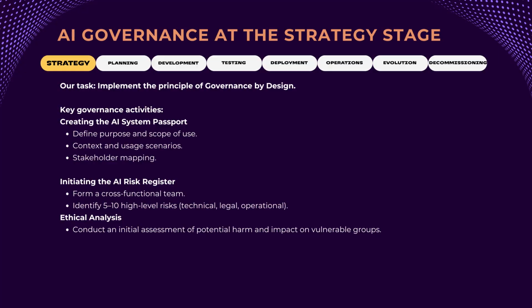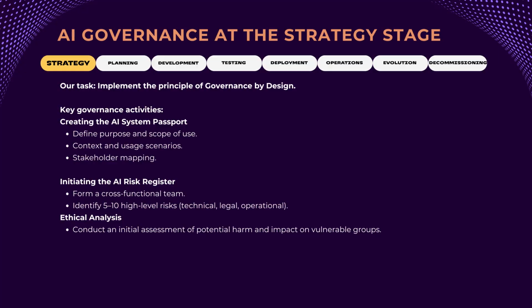First, we create the AI System Passport, our project's calling card. At this stage we populate its base sections: purpose and scope of use, what the system will and will never do. Context and use scenarios: who, where, and for what it will be used. The stakeholder map: who the product owner is, who the team is, who is affected. And the Ethics and Impacts section. We conduct an initial analysis and answer the key ethical questions: what unintended harm could occur? Which vulnerable groups could be affected?